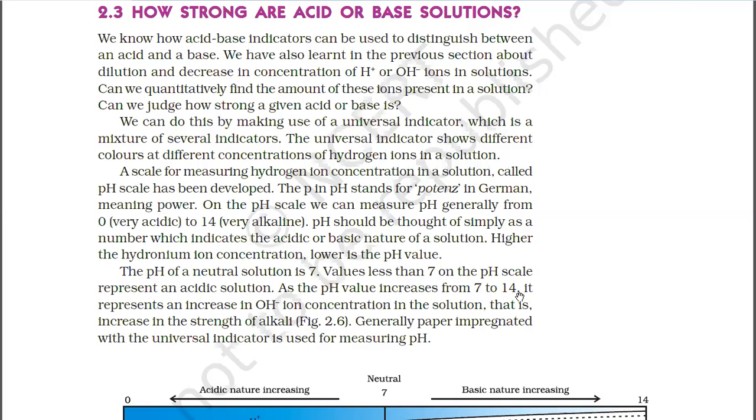We can do this by making use of a common, or we can say a universal indicator, which is a mixture of several indicators.